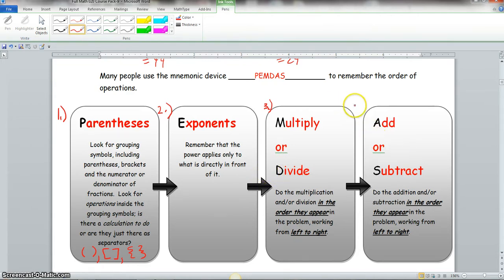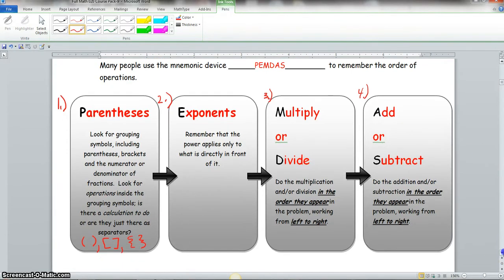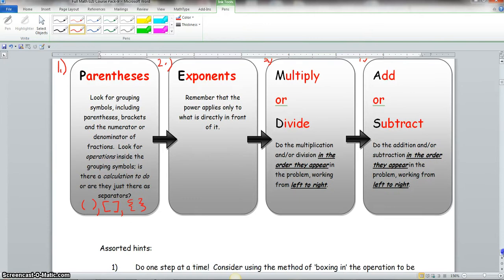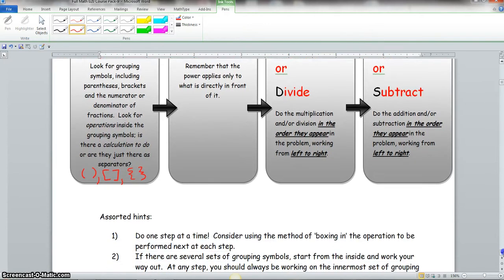Now, we come here to the fourth and final step. We have add or subtract. It's whichever one of these comes first from left to right. So if you have a problem and you have subtraction and addition, you look, if subtraction is first, you do that first. If addition is first, you do that first. We will clarify this in later problems. So let's scroll down here so we can get some practice.